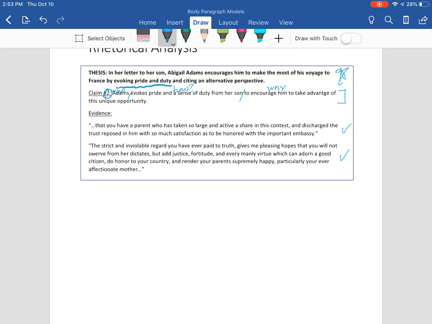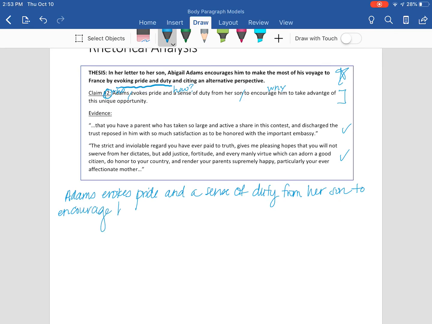So let's start with our claim, which is Adams evokes pride and a sense of duty from her son to encourage him to take advantage of this unique opportunity. Okay, there's my claim sentence.